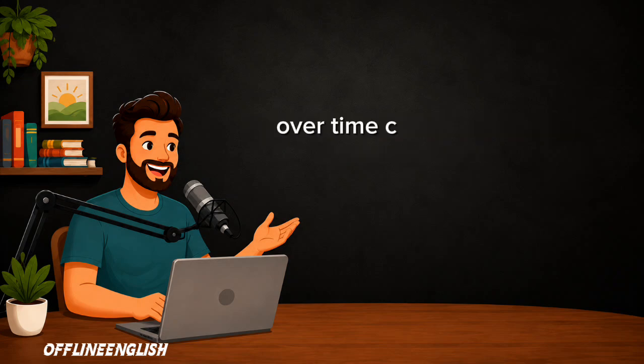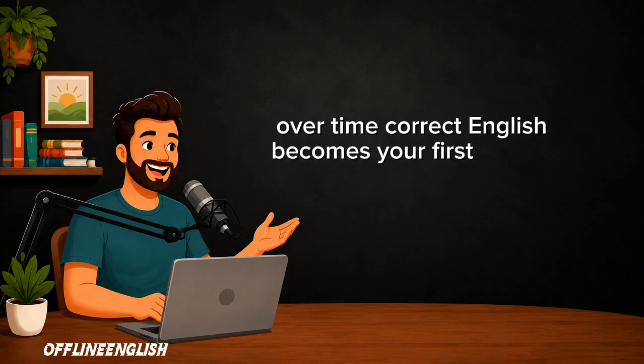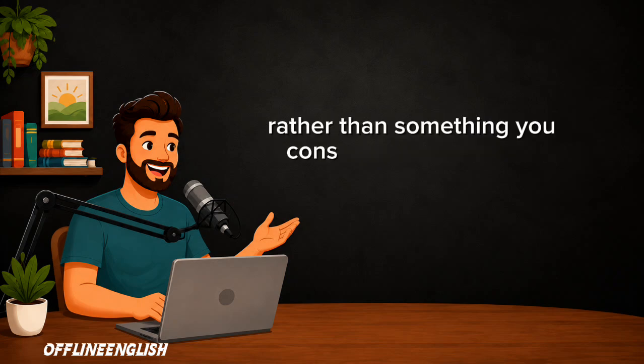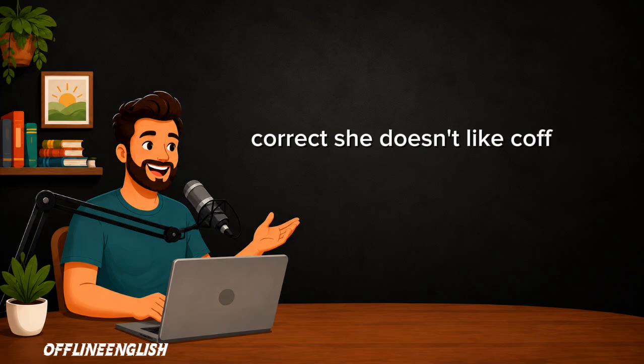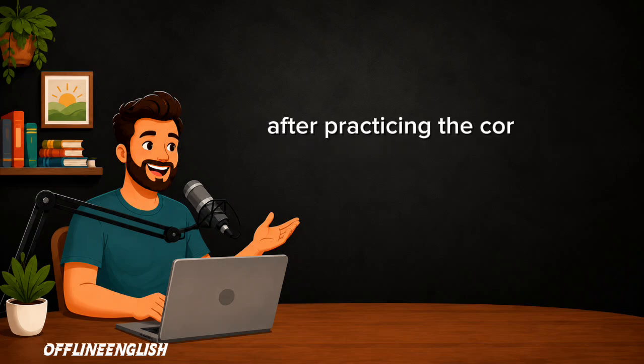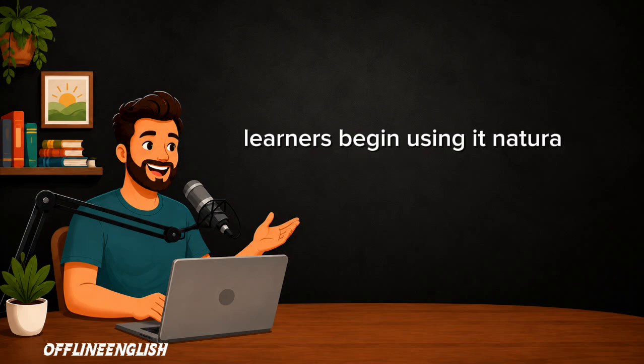Over time, correct English becomes your first instinct rather than something you consciously think about. Real-life example. Incorrect: She don't like coffee. Correct: She doesn't like coffee. After practicing the correct version repeatedly, learners begin using it naturally in everyday conversations.